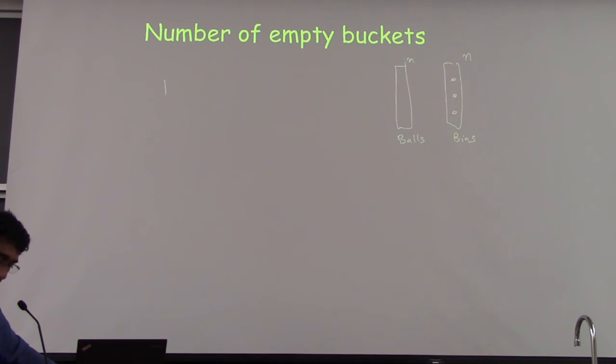Firstly, let's try to do this the same way that we did before. Let's call M the number of empty buckets. What I'm asking is, what is the expected size of M? So what is E of M?